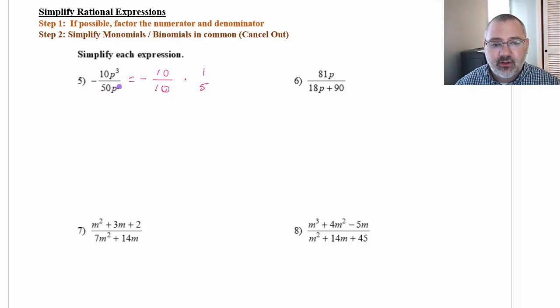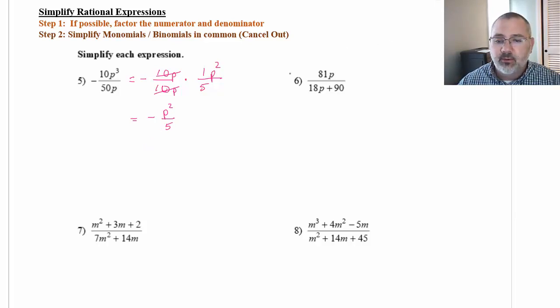Here I have a p to the third and a p. Well, they share a p in common. We just need to have what's left. What do I have to multiply p by to get p cubed? P squared. So in that case, we can cross these completely out because anything over itself equals 1. So this whole thing just becomes 1. So our final answer is negative 1 or p squared divided by 5.